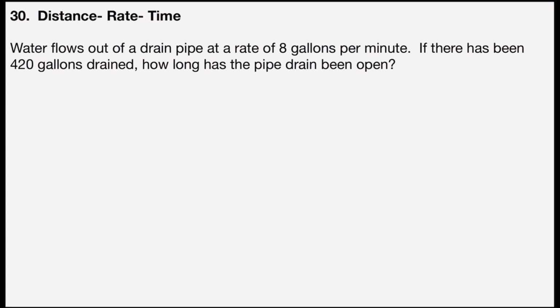So this is kind of a variation on the distance equals rate times time. Distance equals rate times time. But in this case, the distance isn't something that's traveled. It's actually the amount of water that's been drained out from the drain pipe. So the distance in this case would be 420.